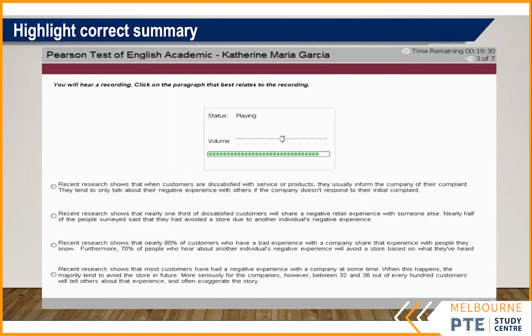Now the other way of figuring out which one is the wrong information: read the first line of each of them. What does this one say? Recent research shows that when customers are dissatisfied with a service or product, they usually inform the company of their complaint. Next one: recent research shows that nearly 1/3 of dissatisfied customers will share their negative experience. Recent research shows that nearly 80% of customers who have a bad experience with a company will share the experience. And then: recent research shows that most customers who have had a negative experience with a company at some time will, in the majority, go ahead and tell people about it.